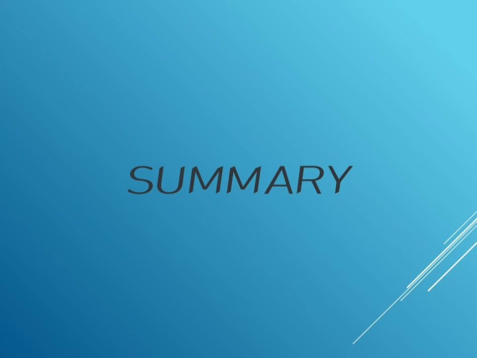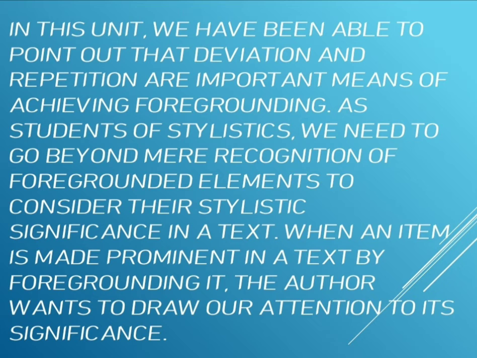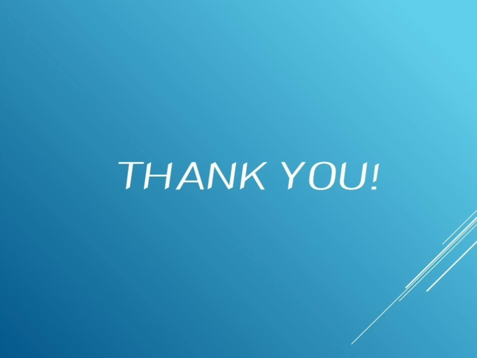Let us now proceed to the summary of this lesson. In this unit, we have been able to point out that deviation and repetition are important means of achieving foregrounding. As students of stylistics, we need to go beyond mere recognition of foregrounded elements to consider their stylistic significance in the text. When an item is made prominent in a text by foregrounding it, the author wants to draw our attention to its significance.